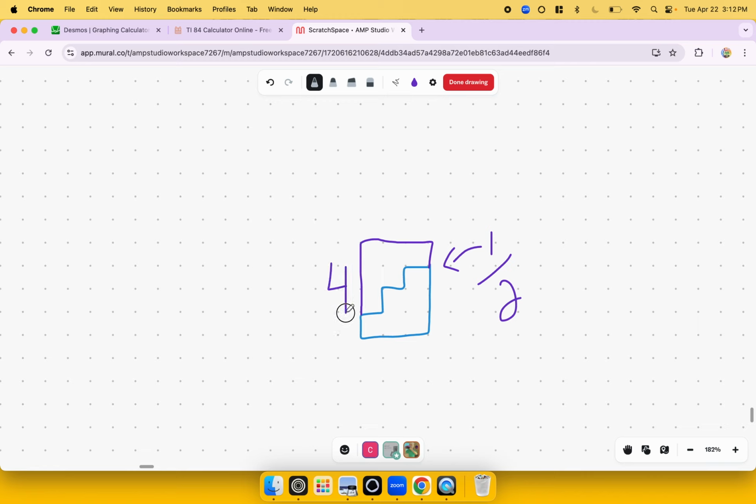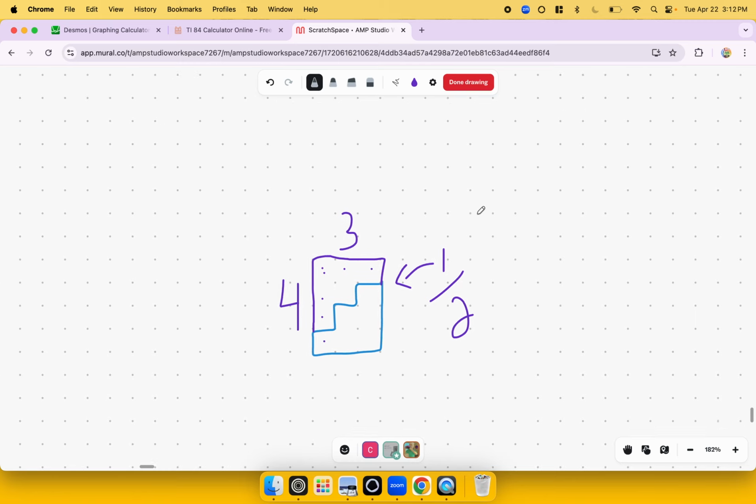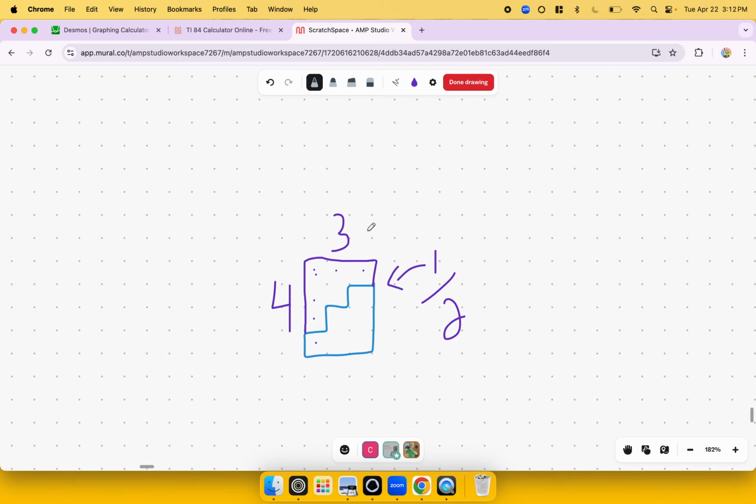Well, we know it's 4 this way, right? I can count 1, 2, 3, 4. Because I took this and I flipped it, it's going to be 1 more than my last. My last one is 3 high. It's 1 more than that. And then how wide is it? Well, it's 1, 2, 3. It's 3 wide. Okay, so it's 4 by 3.